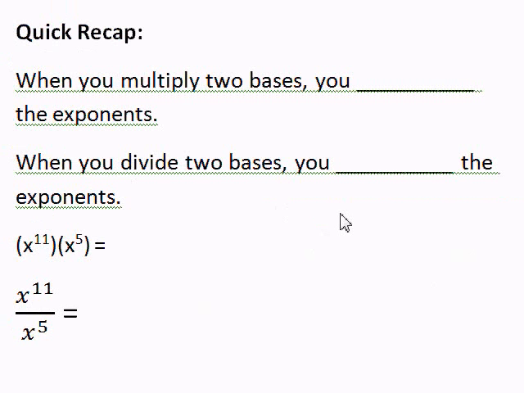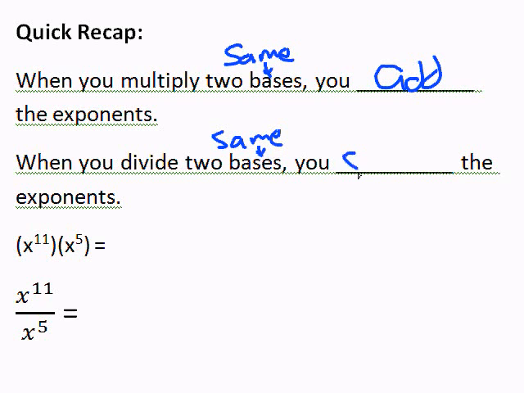So let's go ahead and summarize what we just got through doing in the previous two videos. In the first video, when we multiplied two of the same bases, emphasis that the bases have to be the same, you add the exponents. When you divide two of the same bases, you subtract the exponents. So a real quick recap, x to the 11th times x to the 5th should give you x to the 16th, whereas x to the 11th over x to the 5th gives you x to the 11 minus 5, or x to the 6th.